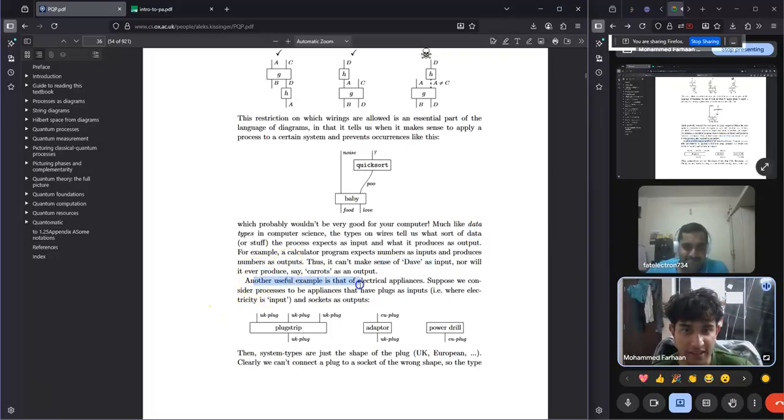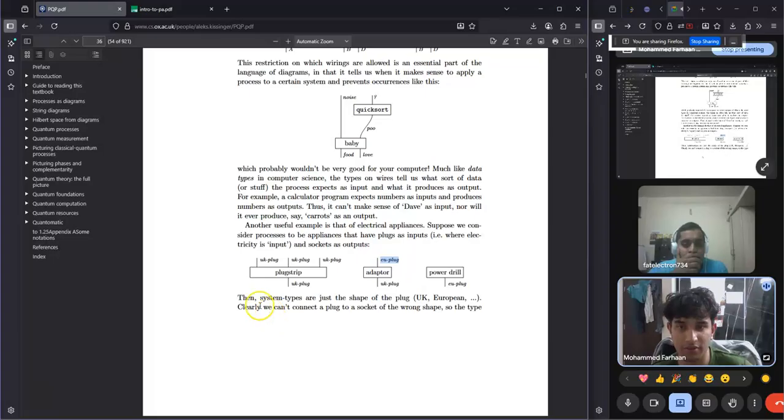Another useful example is that of electric appliances. Suppose we consider processes to be appliances that have plugs as inputs. So we can have the UK plug and the European plug. So where we have these plugs as inputs and sockets as outputs. Okay. Then system types are just the shape of the plug, that is UK, European. Clearly, we can't connect a plug to a socket of the wrong shape.